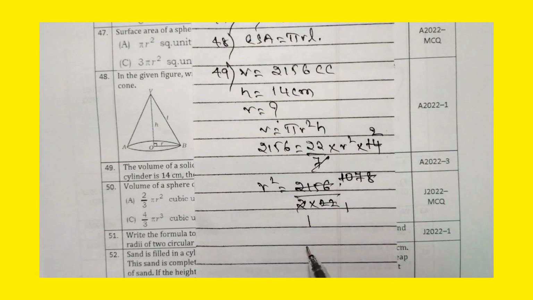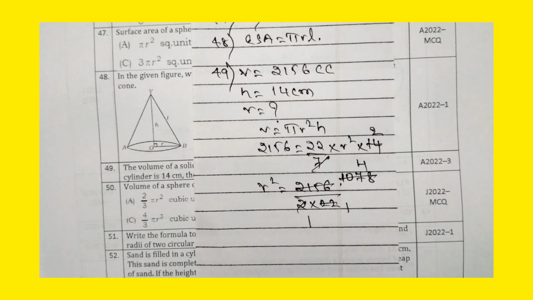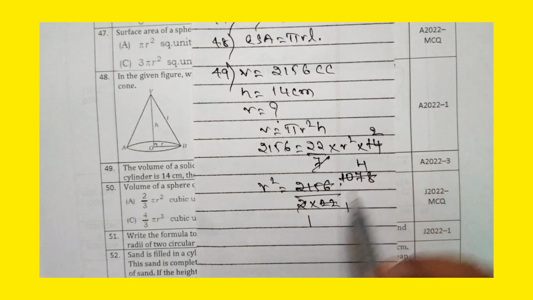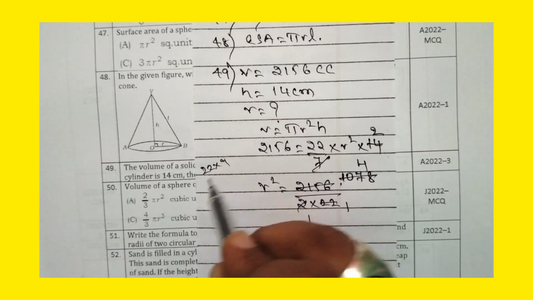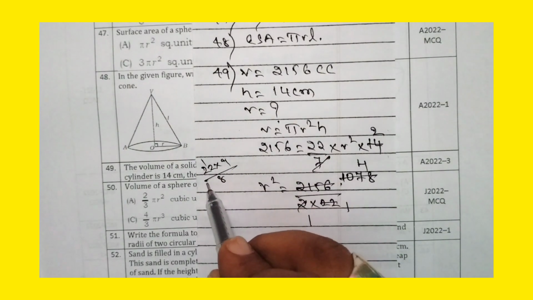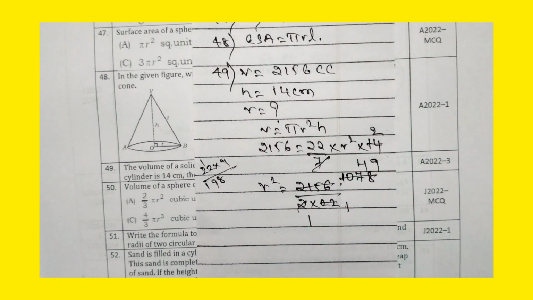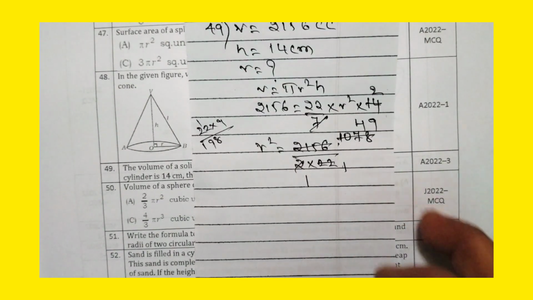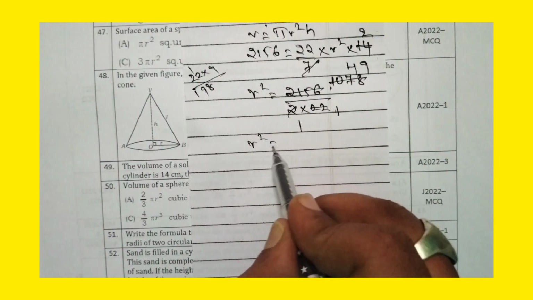22 ones 22, 22 4s 88. Then how much is remaining? 98, 108, that is 19 remaining. So 19 remains, that becomes 198. So 22 into 9: 9 2s 18, 18 plus 1 is 19, 22 ones 22, 9s. So now what will the radius become? So r square is equal to 49.